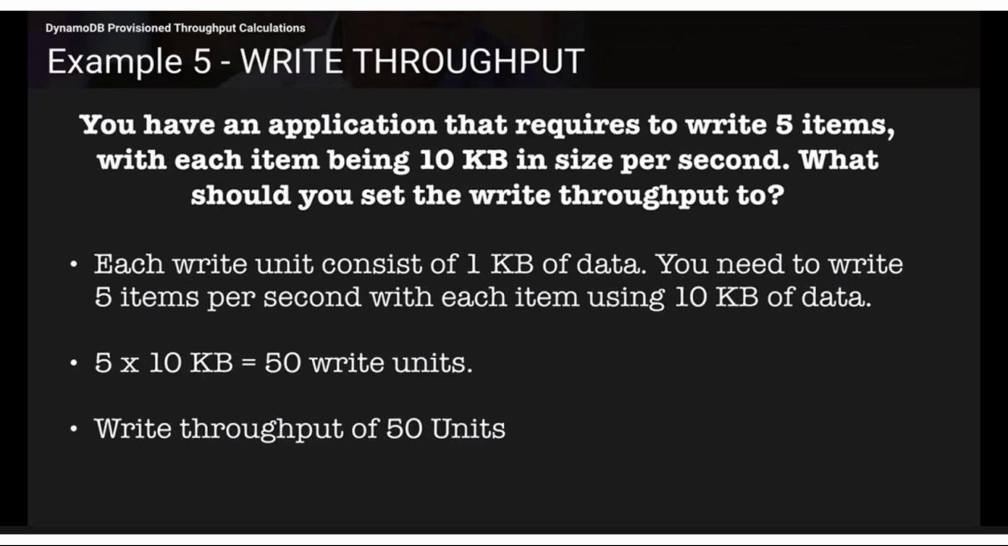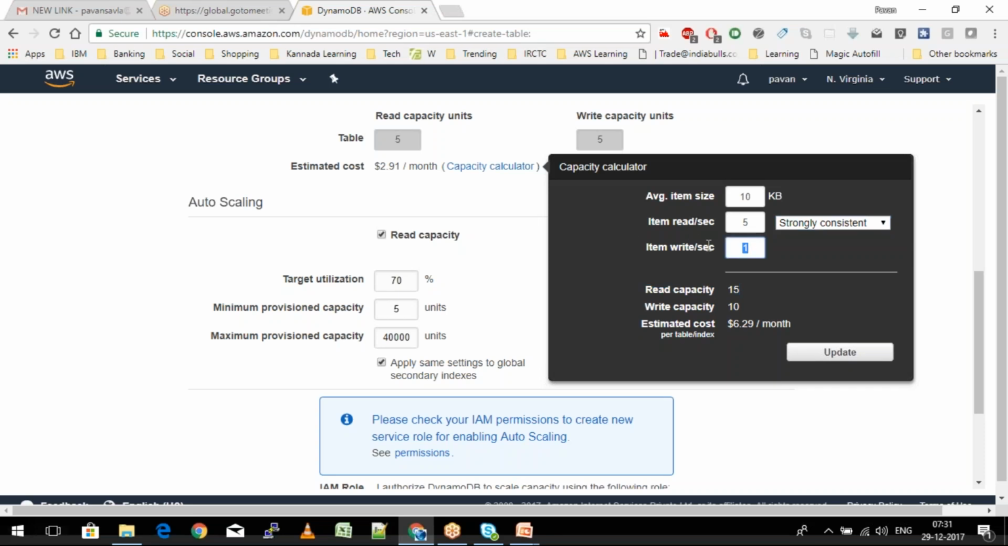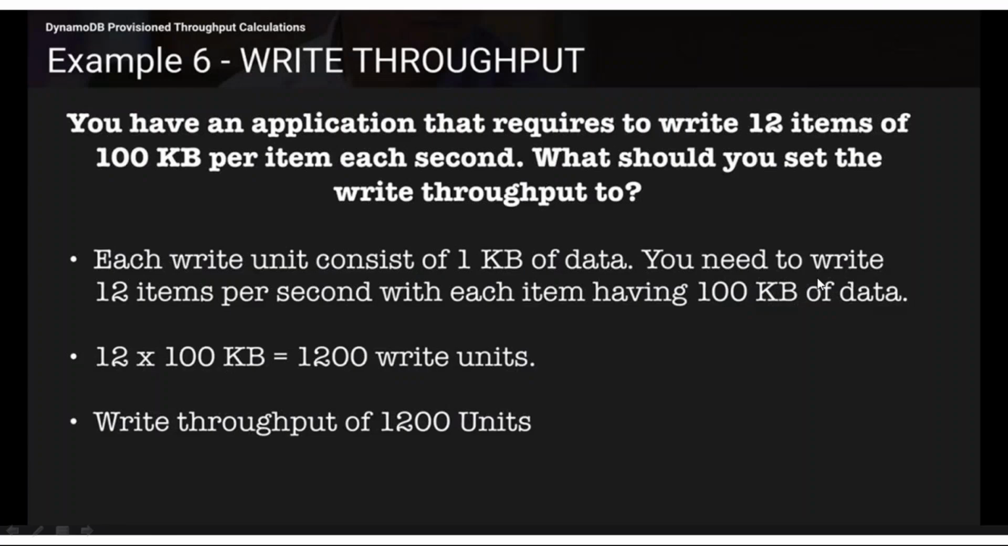Similarly, in the next example, I want to write 12 items of 100 KB per item each second. Now 100 KB into 12 directly gives me 1200 units. Now let's calculate the same example here. I'll say that I have 12 items to be written, and the size is 100 KB per second. So here you see write capacity changes to 1200. Right. So this is how we make the calculation of the read capacity units and the write capacity units.